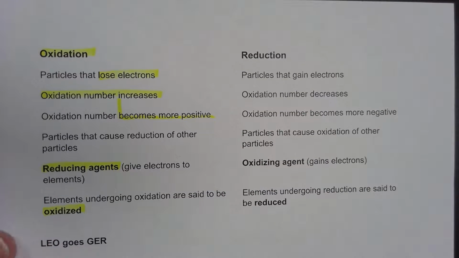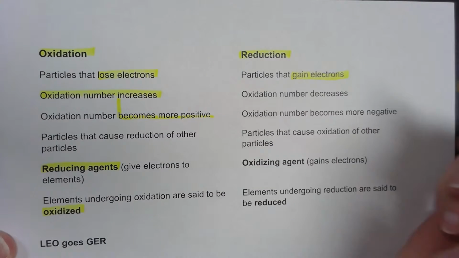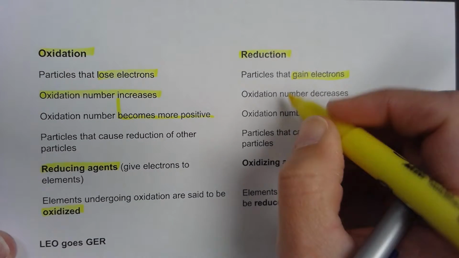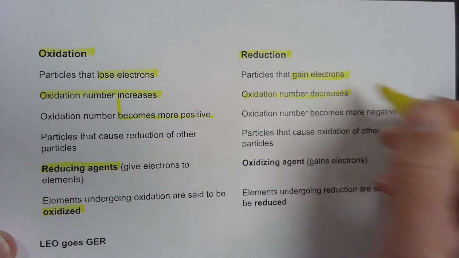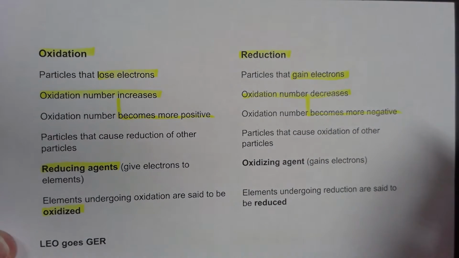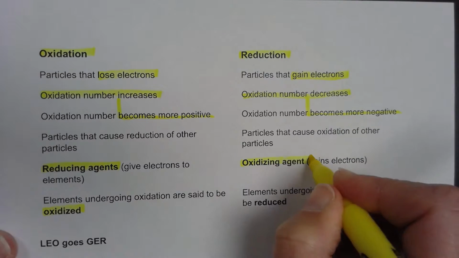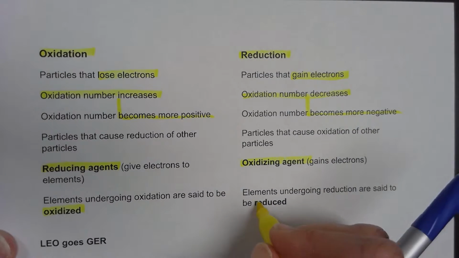On the other hand, we have reduction. Particles that gain electrons. They gain electrons, our oxidation number decreases because there's more electrons there, so they become more negative. They cause oxidation of another, therefore it's called an oxidizing agent, and they're said to be reduced.